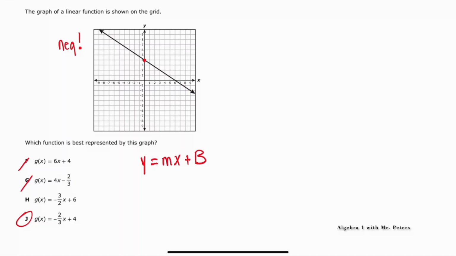And if we want to test it, let's use our rise over run of 2 over 3. So I go down 1, 2, and I go over 1, 2, 3. There goes another point on the line, and I have confirmed it.